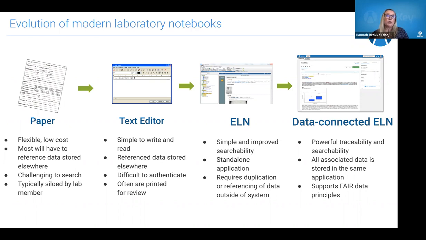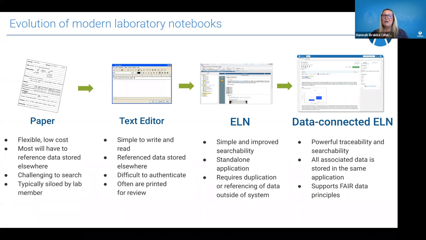Text editors or notebooking tools really upped the game. I think not all of us have legible penmanship, so that really helped to at least be able to read what other people might have done. Writing in a text editor is very easy as well, not having to use whiteout or cross things out. Again, the data being referenced within the notebook is likely going to be stored elsewhere. It can be difficult to authenticate. And so that's why most people end up printing out the notes they've taken in a text editor to do a review process or long-term storage. So all the other challenges you get with paper usually come with text editors as well.